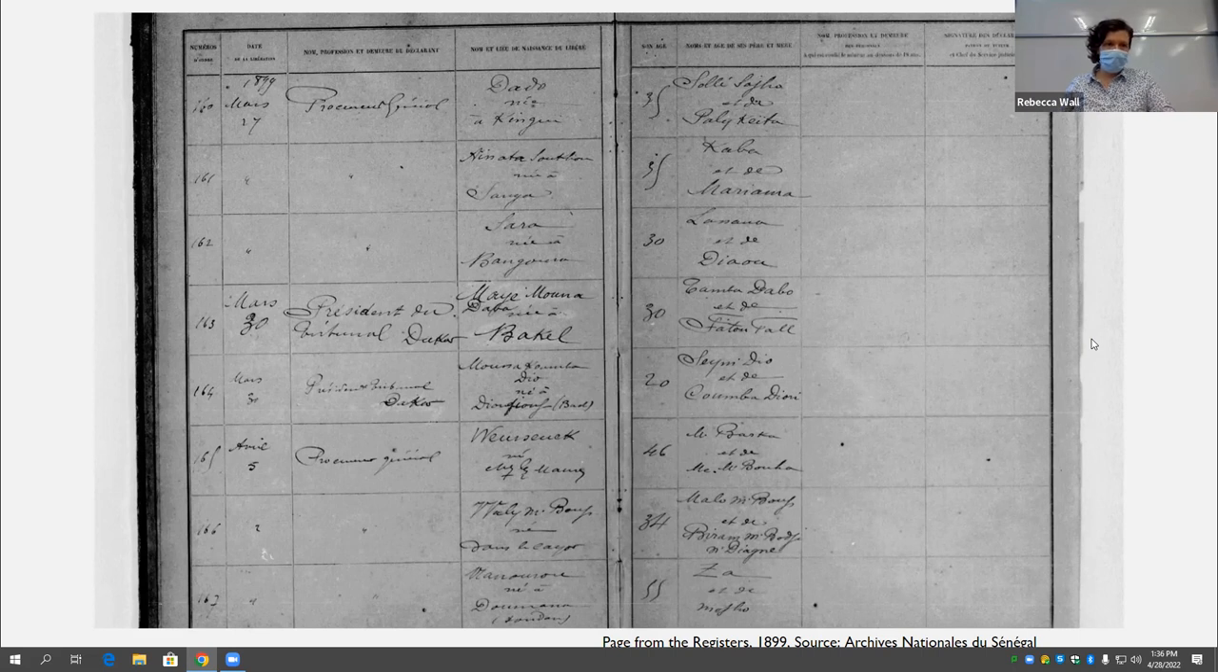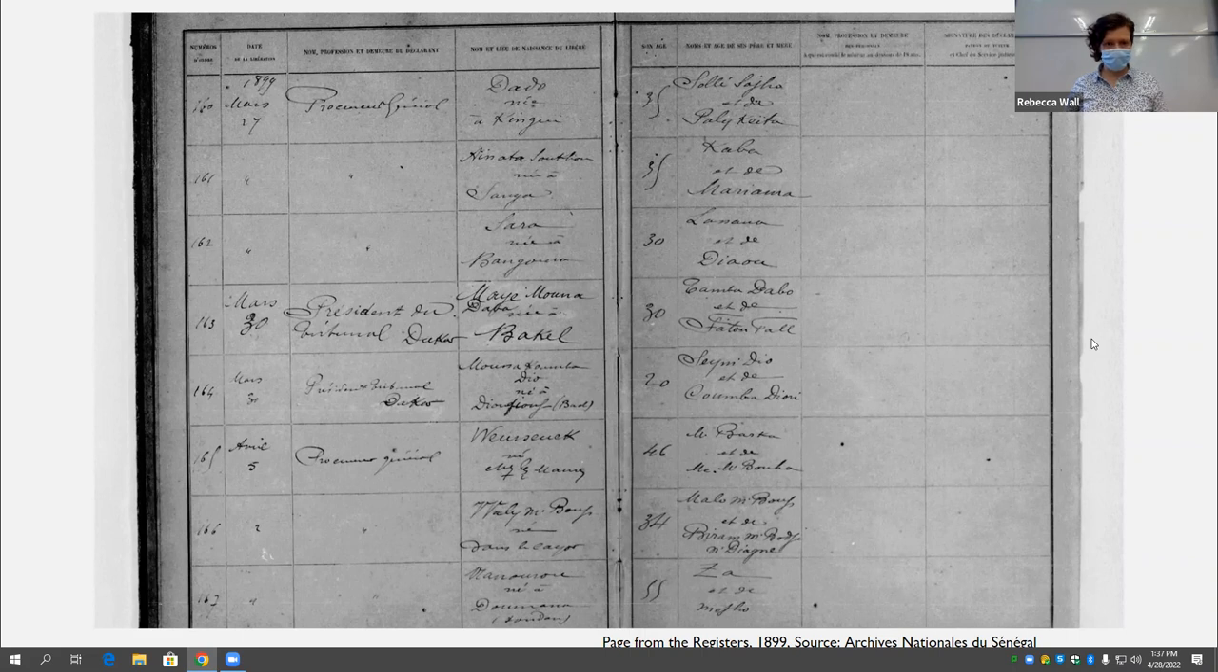I'll talk about the columns in a moment, but you'll notice that they're not particularly data rich for each person. There's some important basic biographic and demographic information, but you can't really tell a lot about a particular individual from the registers on their own. However, all told, there are approximately 30,000 Africans in these registers.